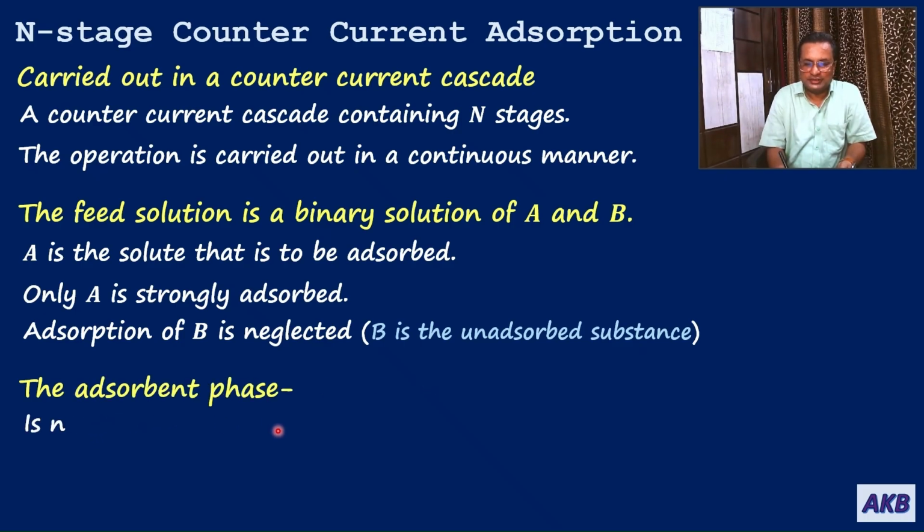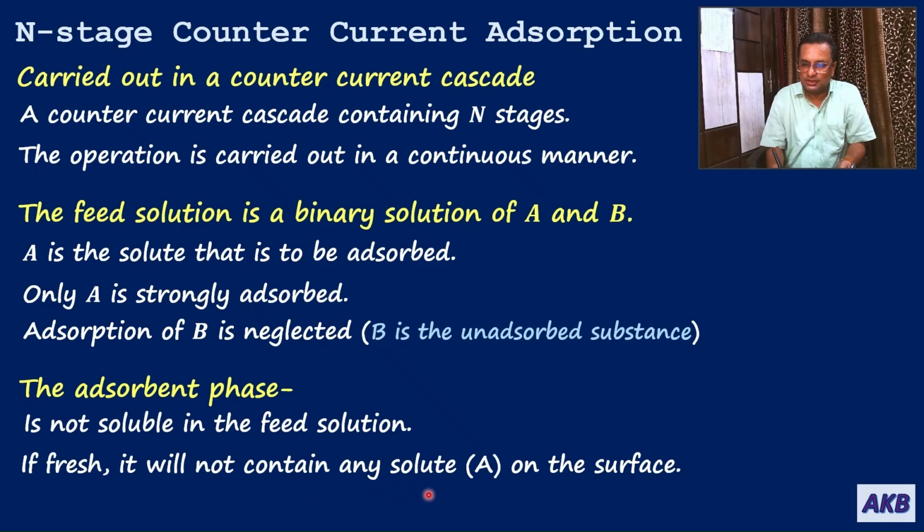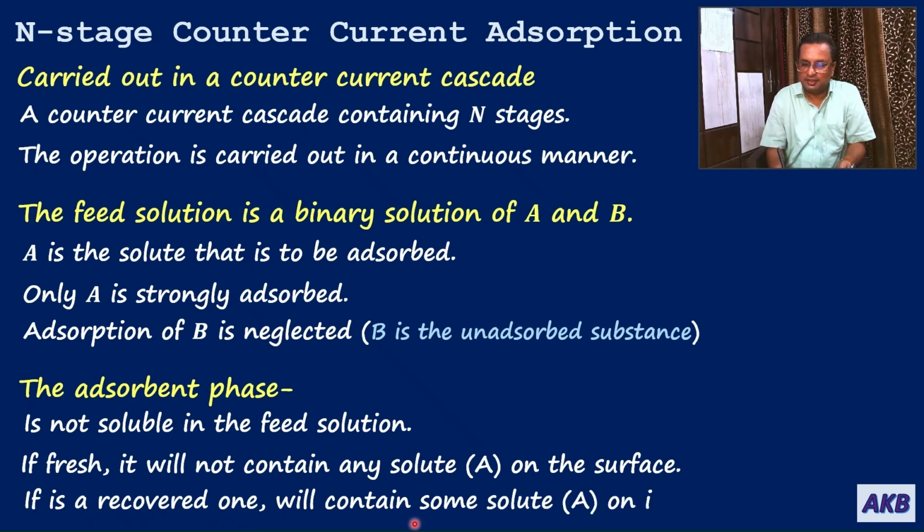The adsorbent phase that is used, first thing is it is not soluble in the feed solution. If you are using fresh adsorbent, it will not contain any solute on its surface. But if you are using a recovered adsorbent, then it will contain some solute on its surface. And in my discussion, I will be considering a recovered adsorbent. So it will be containing a little amount of solute A on its surface.